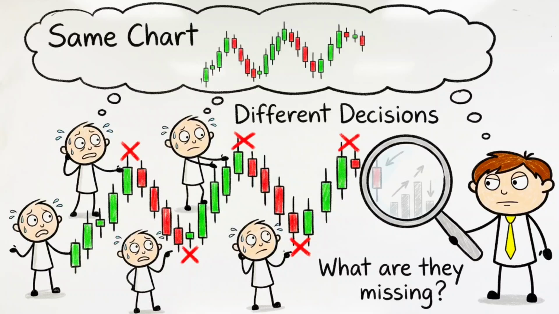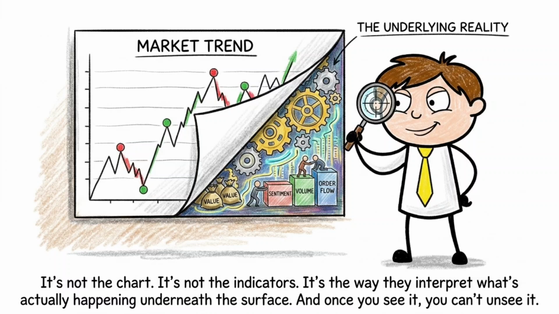Most traders are staring at the exact same chart as you, yet somehow they keep getting in at the worst possible moments. So what are they missing that others clearly see? It's not the chart, it's not the indicators, it's the way they interpret what's actually happening underneath the surface. And once you see it, you can't unsee it.